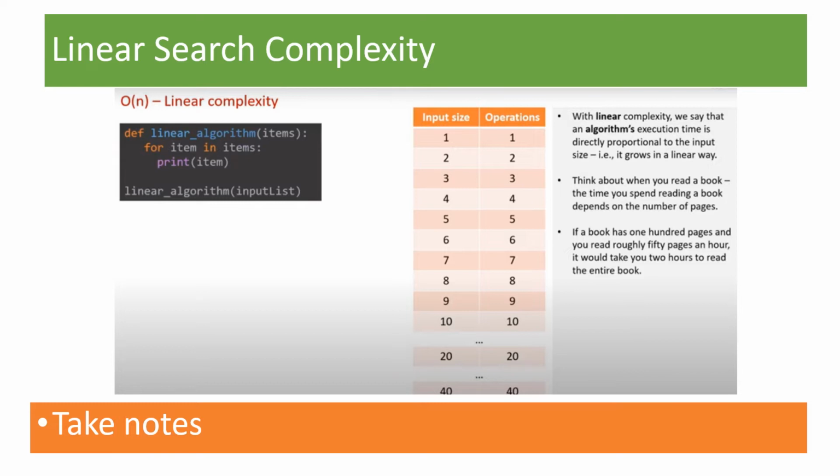Linear complexity, we say an algorithm's execution time is directly proportional to the input size. Remember, it grows in a linear way. Think of that graph we just looked at. When you read a book, the amount of time you spend reading a book depends on the number of pages it's going to have. If a book has 100 pages and you read roughly 50 pages an hour, it would take you 2 hours to read the entire book. If we double the amount of pages, we double the amount of time.